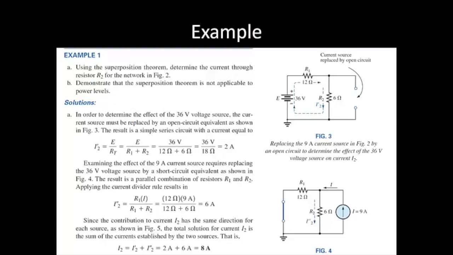Seeing as both currents travel in the same direction in I2, we find that I2 is equal to I prime plus I double prime, which is 2 amperes plus 6 amperes, which works out to be 8 amperes in total. This is an analysis of how superposition is applied to a simple circuit.